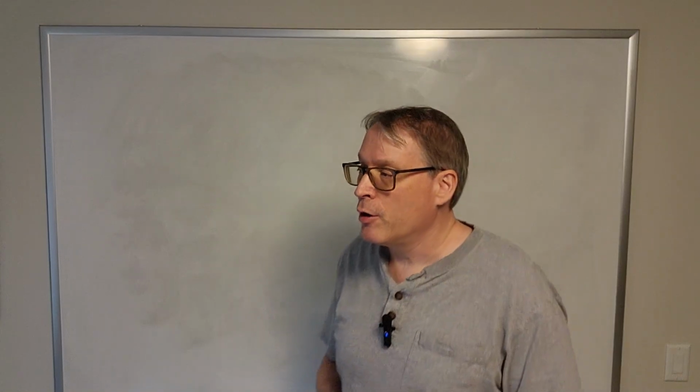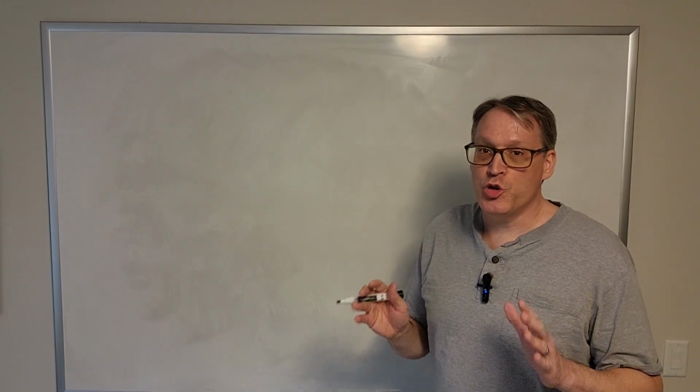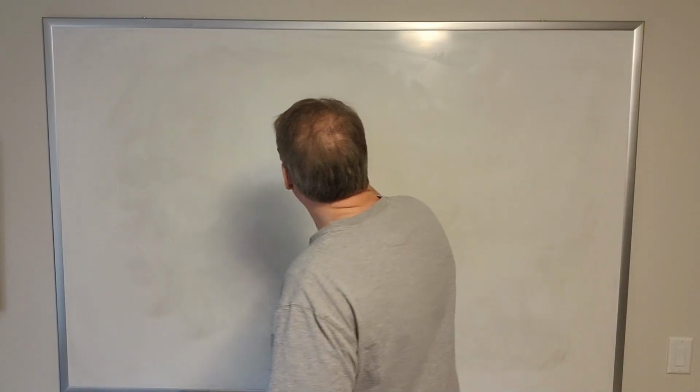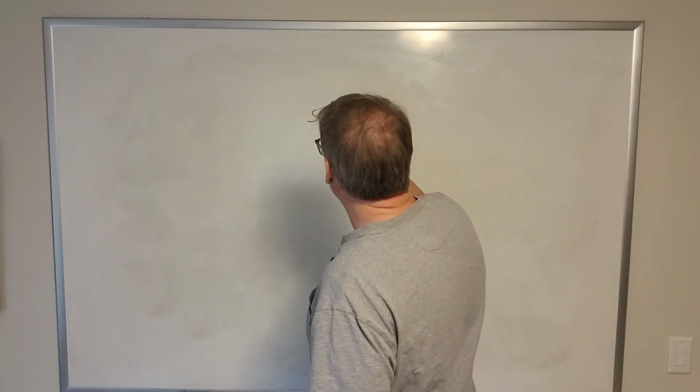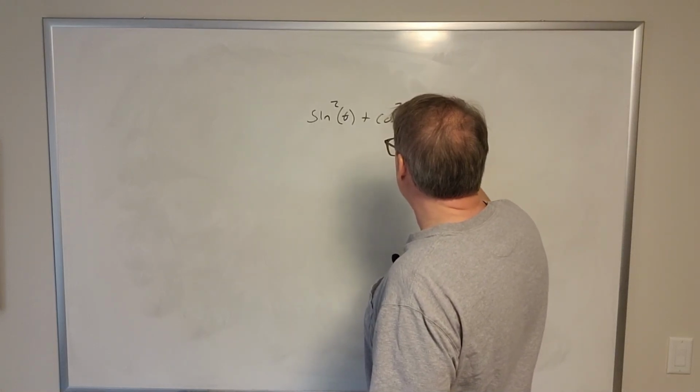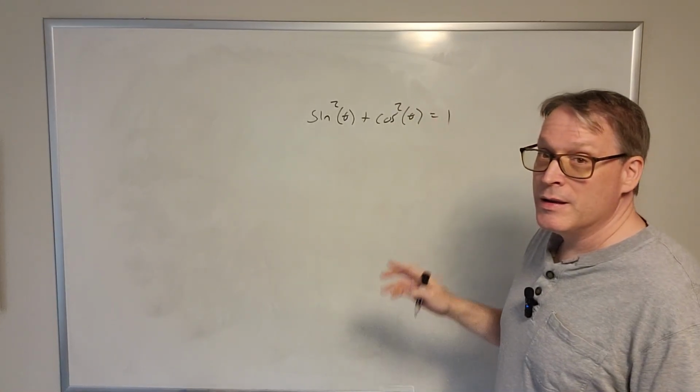All right. There are 3 trigonometric identities you should know and have memorized like the back of your hand, and they are sine squared of theta plus cosine squared of theta equals 1. You got to know that.